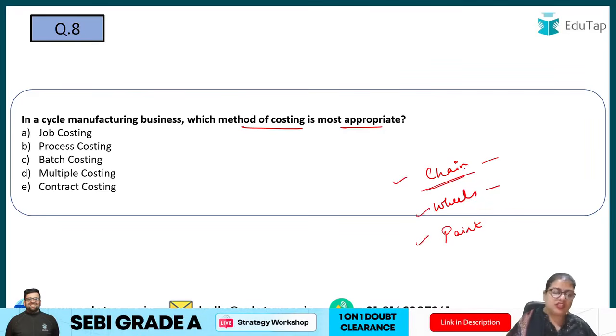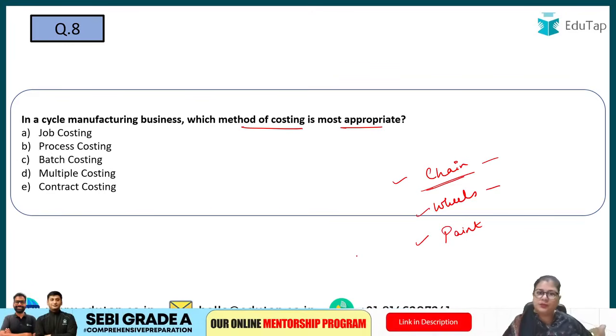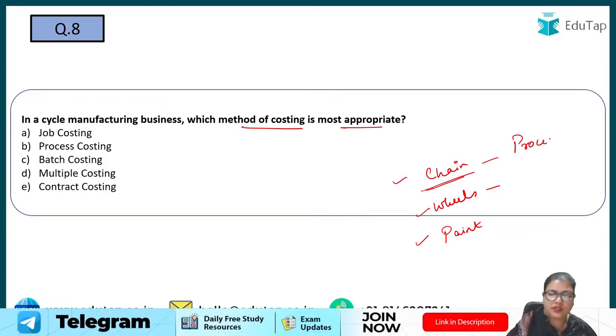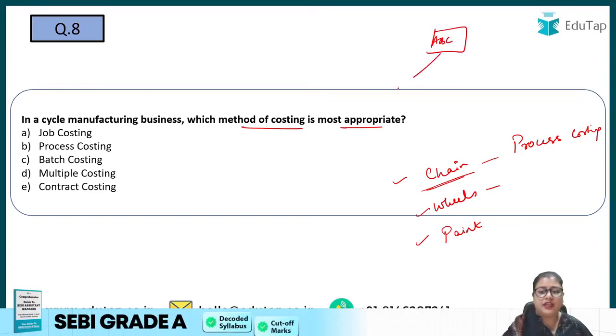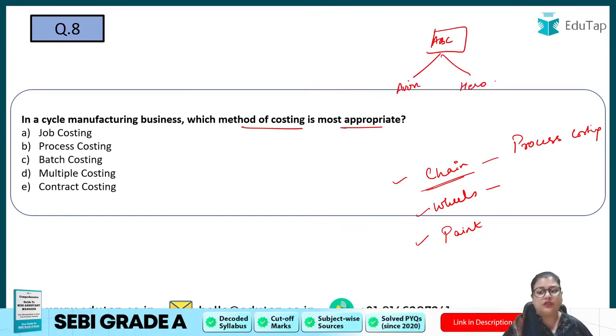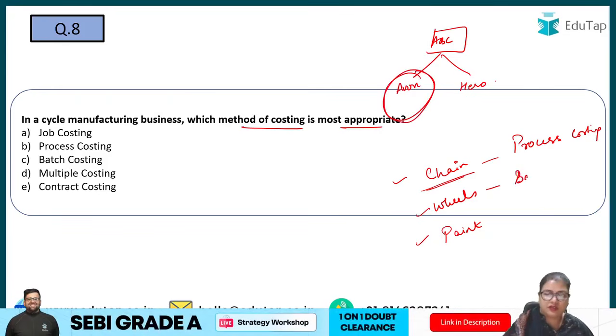When I'm making a chain, similar chains are made for every cycle. So basically we can use process costing here because similar types of products are being made, right? For the wheels, one company is making wheels for different cycle brands. For example, ABC Limited is making for Avon cycles and also for Hero cycles. So basically they use batch costing for the wheels.